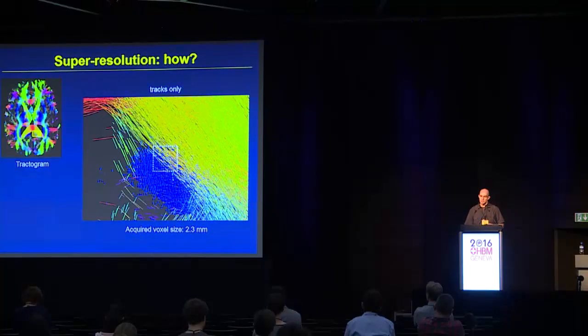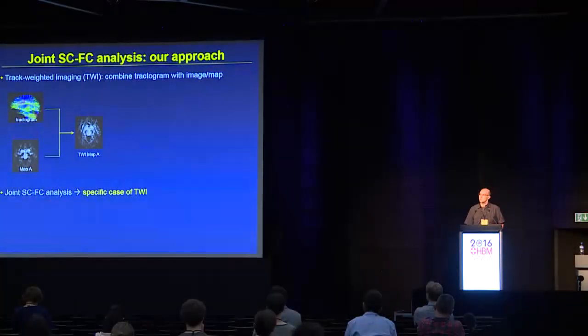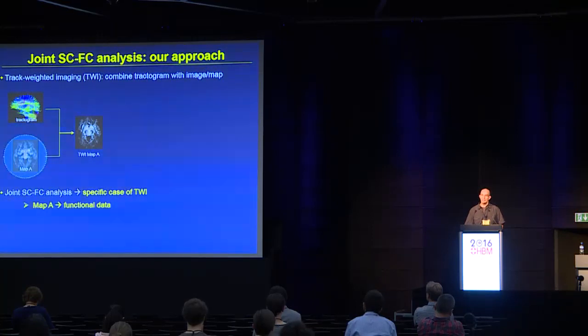So we do that, then we put a mesh of the resolution that we want, for example, a tenth on each dimension, and then we calculate our information in each of those subvoxels and get our higher resolution image. So let's go back to how we combine these for the particular case of functional connectivity. The bit that I'm going to describe for the rest of the talk is a specific case of track-weighted image, for the case where the map A is functional data.